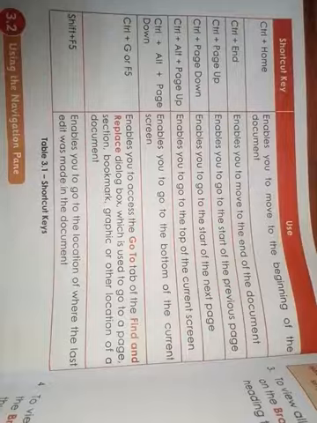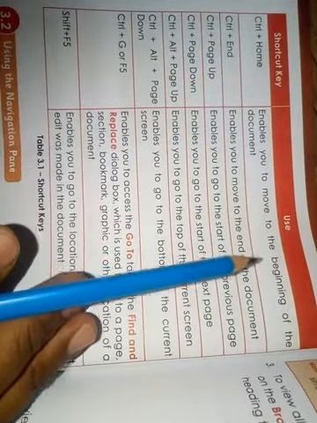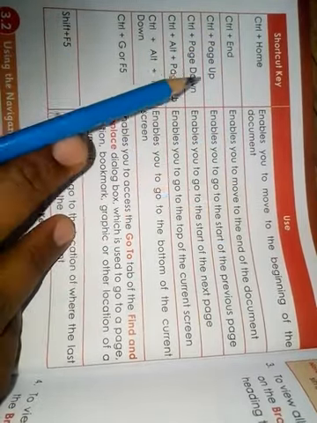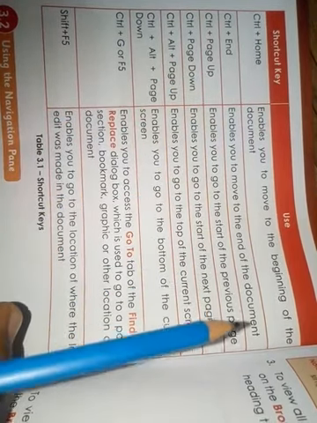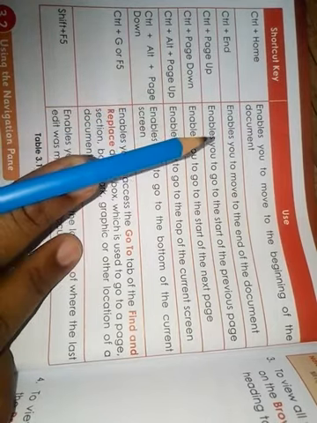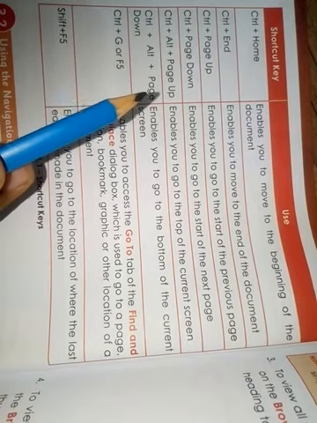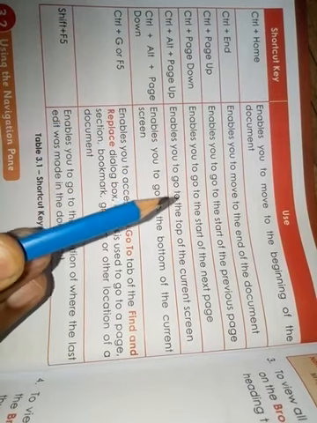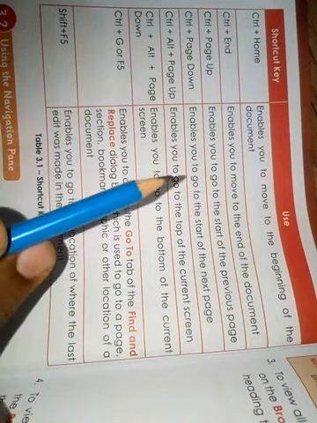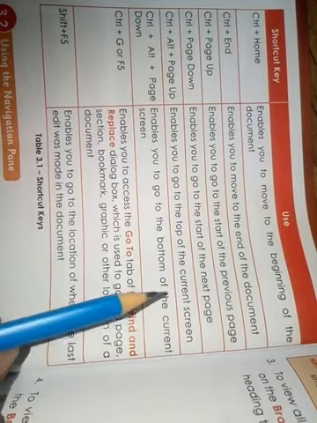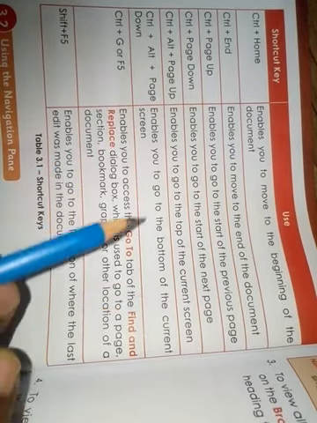Here you can see Ctrl plus Home moves to the beginning of the document. Ctrl plus End moves to the end of the document. Ctrl plus Page Up moves to the start of the previous page. Ctrl plus Page Down moves to the start of the next page. Ctrl plus Alt plus Page Up goes to the top of the current screen, and Ctrl plus Alt plus Page Down goes to the bottom of the current screen.